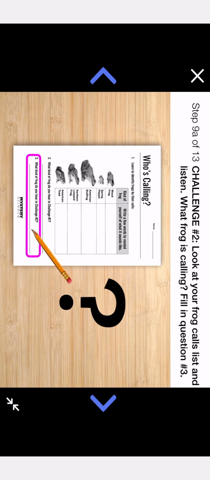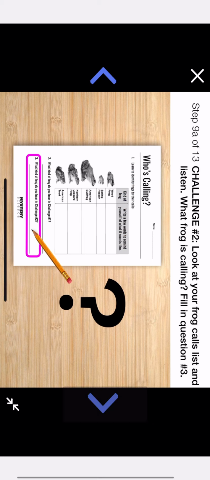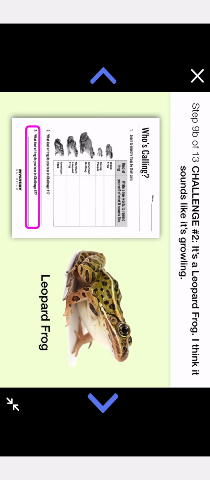Okay, do you think you know which frog that was? Let's see if you're right. Okay, are you ready for the answer? Challenge number 2 was a northern leopard frog. Now, I don't know what words you used to describe the sound, but personally, I thought it sounded a bit like it was growling.